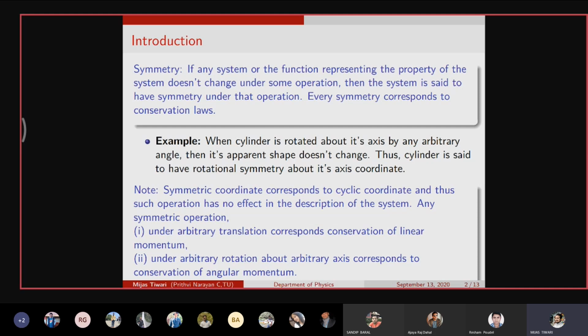As we know, a symmetrical coordinate corresponds to a cyclic coordinate, and such an operation has no effect on the description of the system. This is already known from the definition. Any symmetric operation under arbitrary translation corresponds to conservation of linear momentum, and under arbitrary rotation about an arbitrary axis corresponds to conservation of angular momentum, because about that axis the coordinate is cyclic, and every cyclic coordinate corresponds to conservation laws, which we have also proved, right?